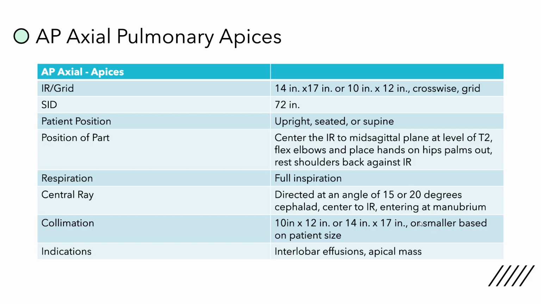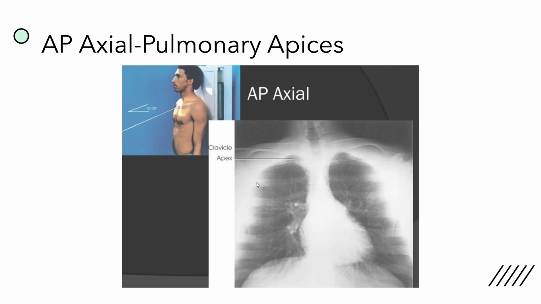But I'll show you how to do the tube tilt. The machine's really helpful in the lab for that. You're going to put it at an angle of 15 or 20 degrees cephalad. Remember, cephalad means toward the head, so the tube's going to be facing more superior. You'll center it to the imaging receptor, and it will enter at the manubrium. So collimation, again, will be based on patient size. If we're using a 14 by 17, it should be 14 by 17, or smaller based on the patient. This is just another option for an image for the apices of the lungs.